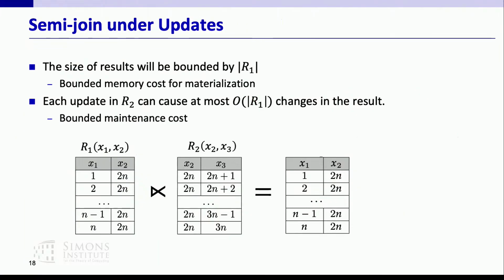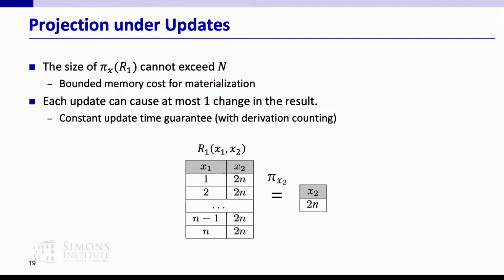Okay. So a good observation is that both semi-join and projection are efficient to update. For example, for the semi-join, the size of the result will always be bounded by R1, the first relation, and so we can use bounded memory for materialization. And also each update in R2 will cause at most n changes in the result. So we will have a bounded maintenance cost. And also for projection, we know that the result of the projection is at most the input size. So we will have bounded memory for materialization. And also each update can cause at most one change in the result. So we will get a constant update time guarantee.